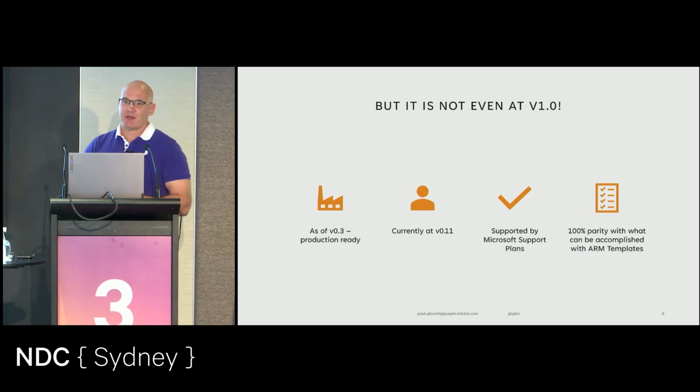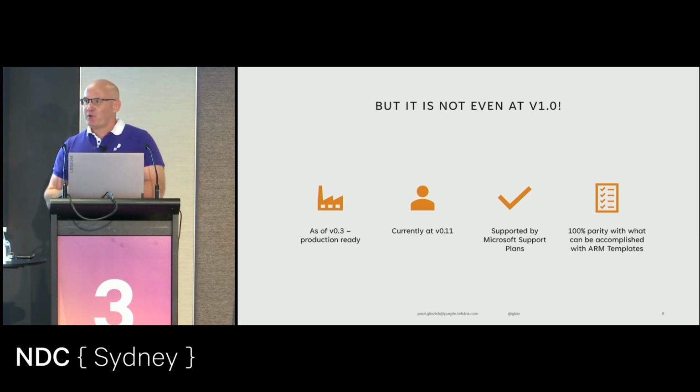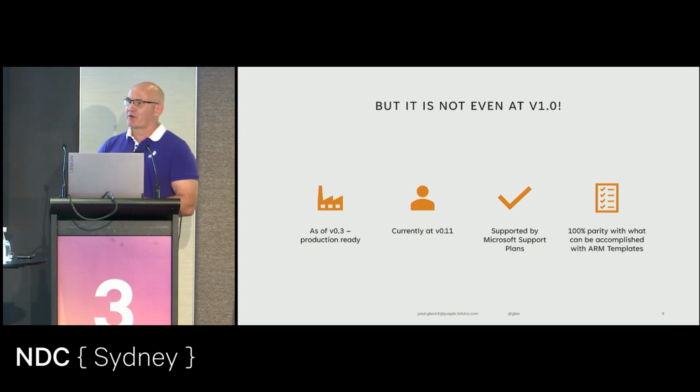A lot of companies, and Microsoft is no exception, don't have a great history with non-V1 products being super rock solid. I'd like to say that I think this is. Bicep version 0.3, I think it was May last year, they deemed it as production ready. It's currently at version 0.11. I've been using it since version 0.42 deployed to production with zero issue.